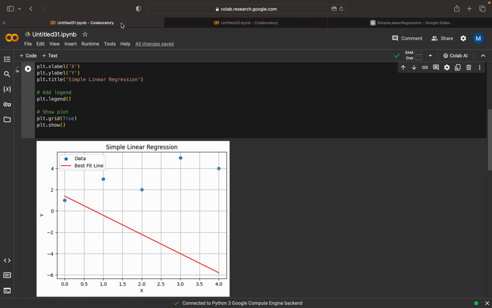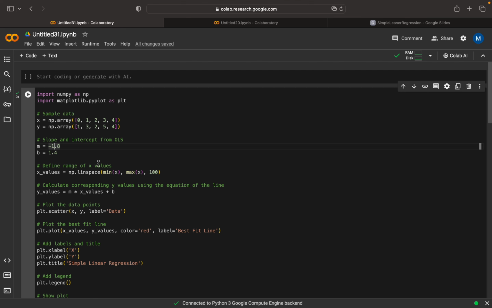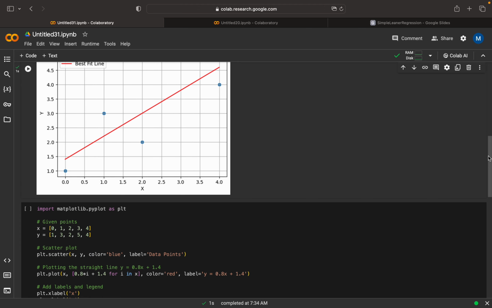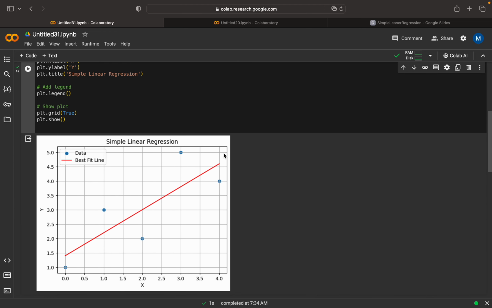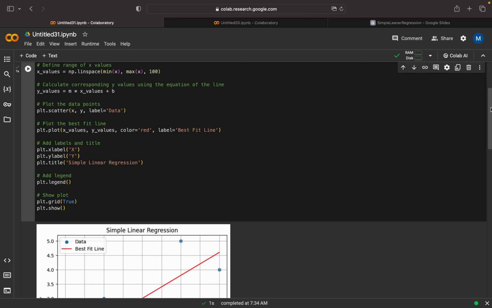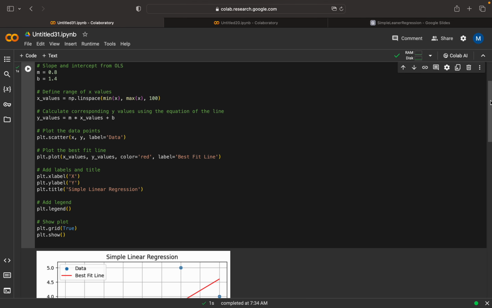I have a Colab notebook open, so I will show you how we can change the m and b values, and how the line moves vertically and horizontally. Consider this is our line, which has the m value 0.8 and the b value 1.4.